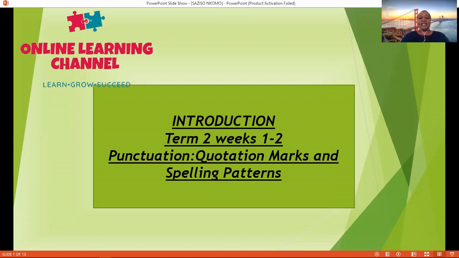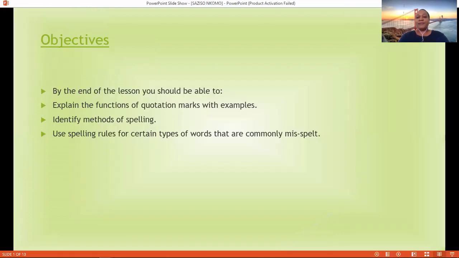Today we are looking at a lesson in our term 2, weeks 1 to 2, punctuation. And on punctuation we are focusing on quotation marks and spelling patterns. This is our lesson for today.